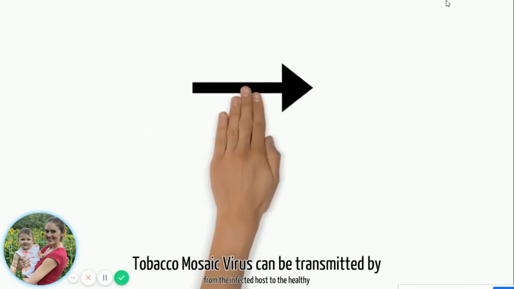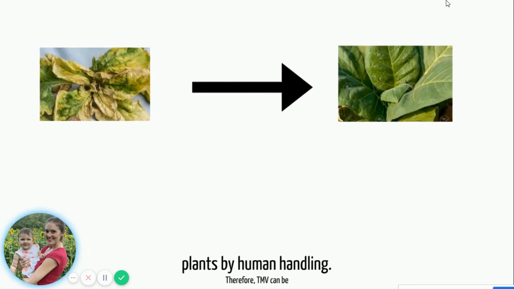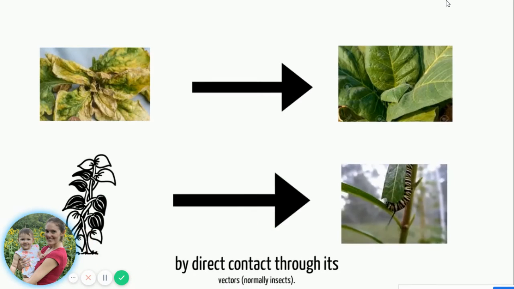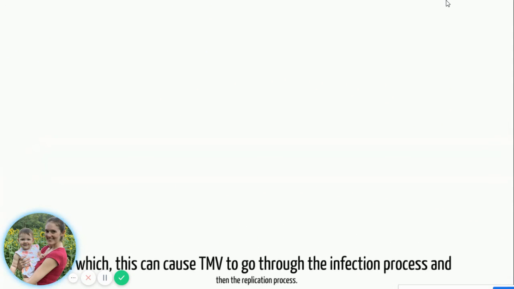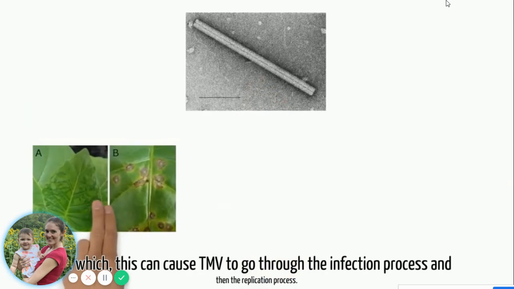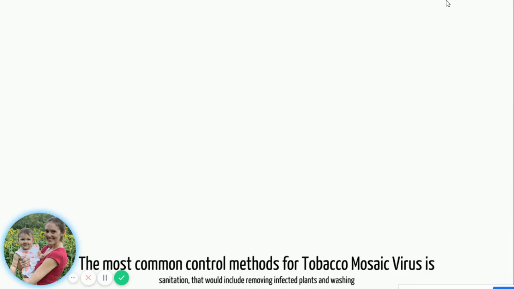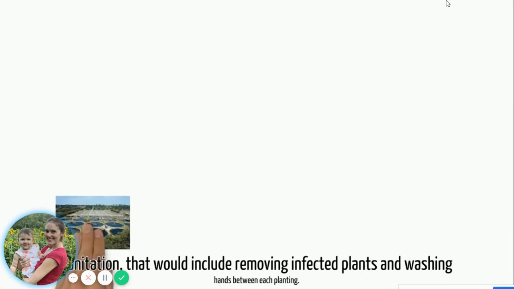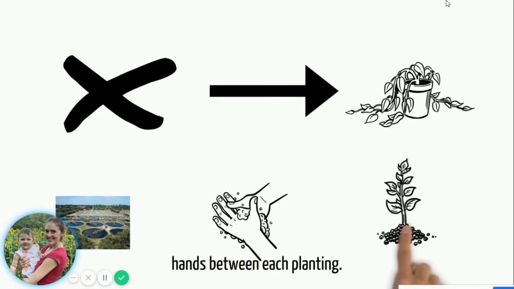Tobacco mosaic virus can be transmitted from the infected host to healthy plants by human handling. Therefore, TMV can be transmitted from one plant to another by direct contact or through vectors, normally insects. This can cause TMV to go through the infection process and then the replication process. The most common control methods for tobacco mosaic virus is sanitation, that would include removing infected plants and washing hands between each planting.